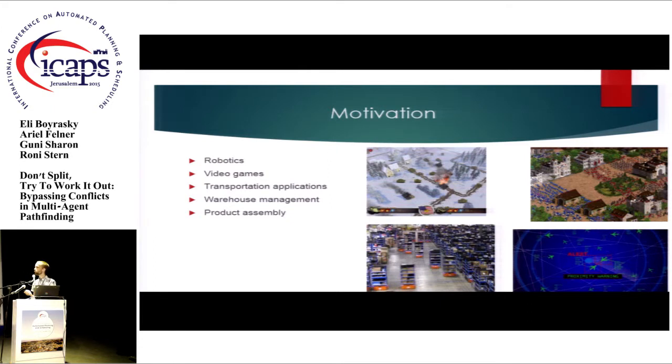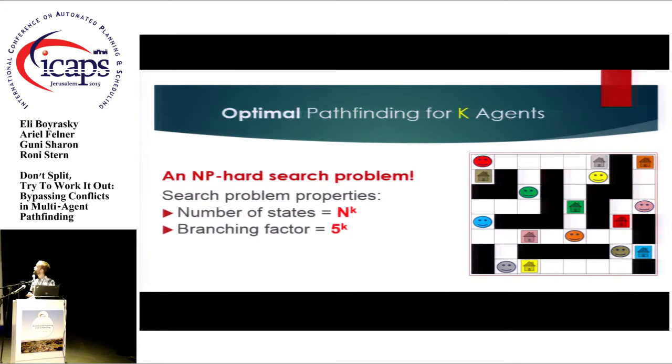This is an interesting problem. It has multiple applications in many fields. If you haven't seen the Kiva video of automated assembly warehouses, you really should. It's cool. Okay, so in an optimal pathfinding problem, there are n to the k states and a branching factor of 5 to the k. It's an NP-hard search problem, and obviously plain A star can't do it because the branching factor is too large.